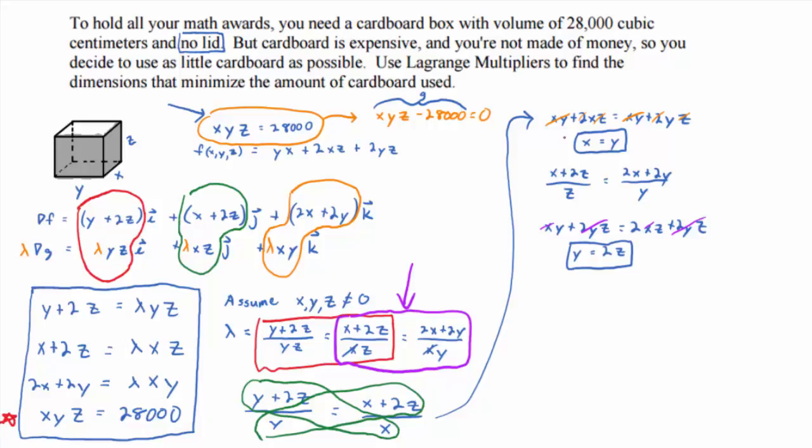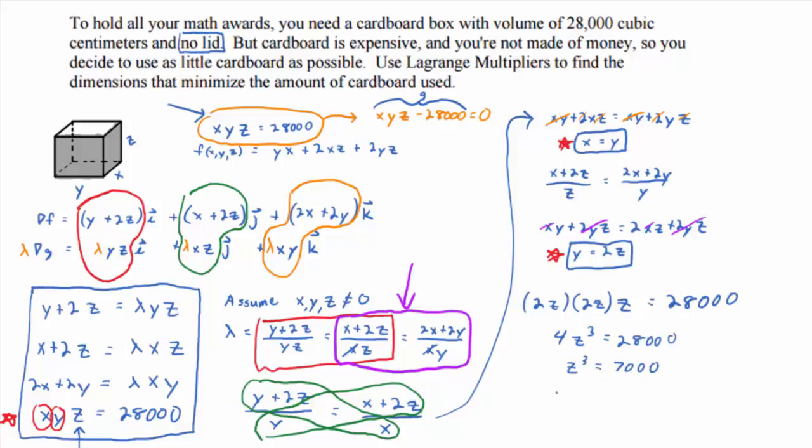Since x is equal to y, I can replace x with 2z, and I can replace y with 2z to get, okay, the x would be 2z, so 2z times the y would be 2z, so 2z times the z that's still there is equal to 28,000. So I get an equation with one unknown in it, and I can solve. So I actually get 4z cubed is equal to 28,000, or z cubed is equal to 7,000.